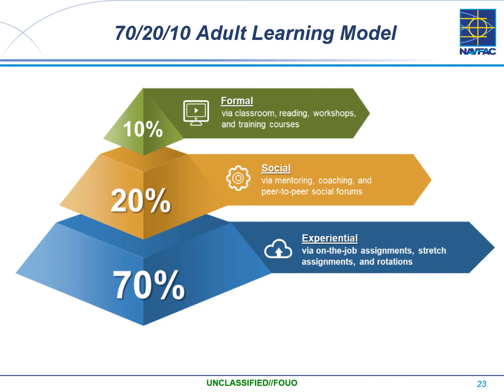Just as a recap to ensure that we all understand and know the model, let me explain the parts of the model first. So the picture that you see in front of us, there are three parts: 10%, 20%, and 70%. 10% being formal, via classroom, workshops, or even recorded learning sessions such as this.